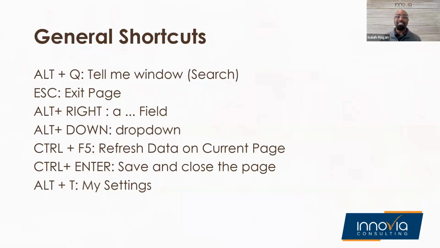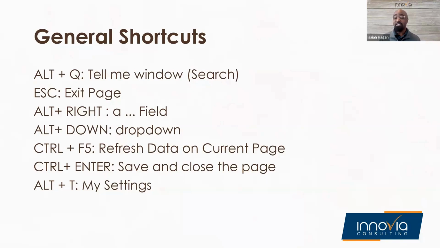But so Tell Me opens this search window. In the upper right-hand corner of Business Central, there is that spyglass. So instead of clicking on that, Alt-Q. Escape allows you to go back up to a previous page. Alt-Right will open, if you ever are in Business Central and there's those three dots in the given field, select Alt-Right, and that will open the drop-down for that. If there's an arrow in that field, select Alt-Down, and it'll open that arrow.